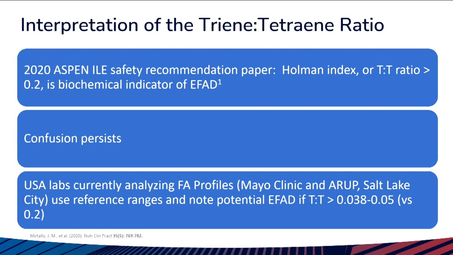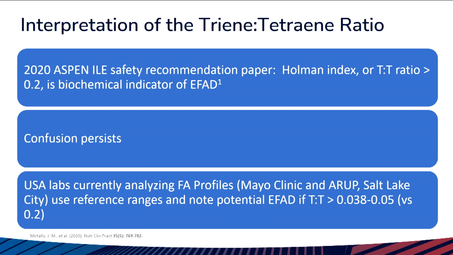So ASPEN in 2020 did put out an ILE safety recommendation paper, and they recommend that the Holman index, or TT ratio, of greater than 0.2 is the biochemical indicator of EFAD and really should be used. However, confusion persists. The labs in the US, there's only 2 that currently analyze fatty acid profiles: Mayo Clinic in Rochester, and then ARUP, which is in Salt Lake City.